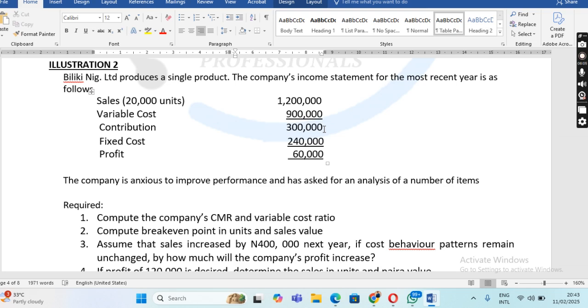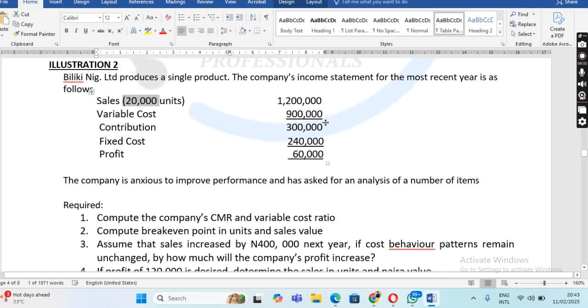Had you been given selling price per unit and contribution per unit, you could use them. In fact, even if we are not given the selling price per unit, you can still get it. Just like we normally do, this is your total sales and this is the sales units. When you divide 1.2 million by 220 units, you have your selling price per unit.